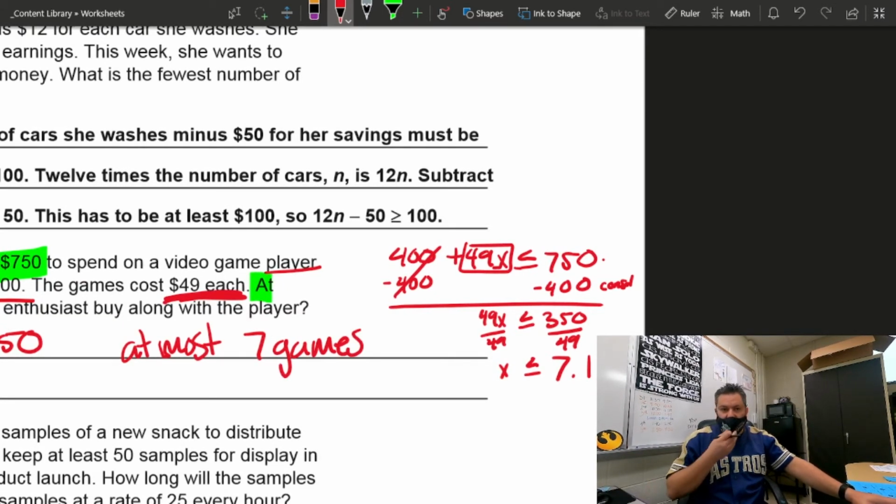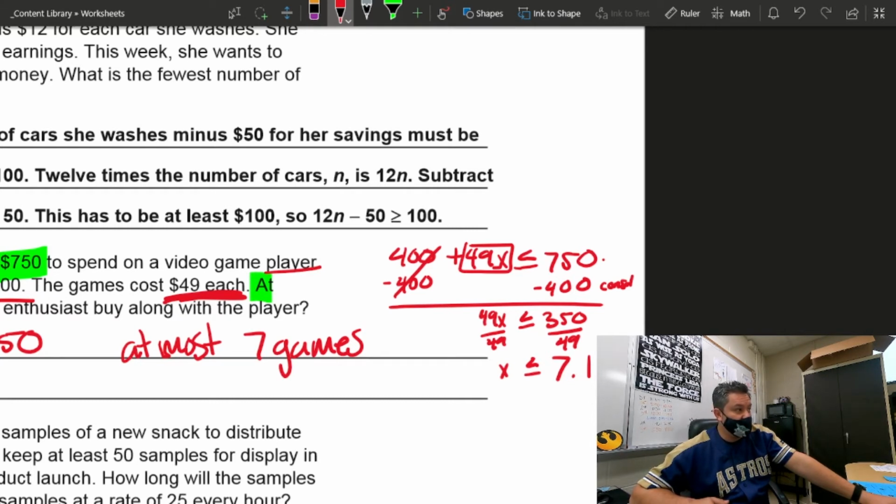Now let me ask you, is he gonna have any money left over? No. The games are $49. We estimated with 50. Is he gonna have any money left over? How much? $1? He doesn't get it. He doesn't have any more money because he spent it on games. No, I know, but he has some money left over. How much money does he have left over?